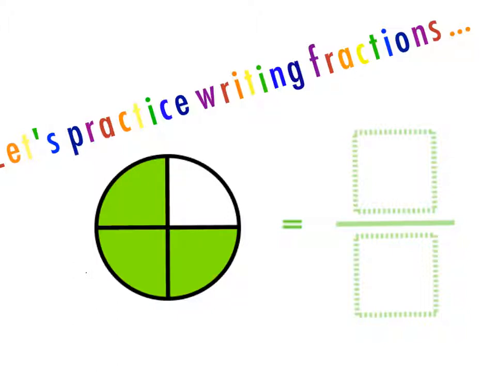Let's practice. How would we write the fraction of the shaded parts? Remember, the denominator, the bottom number, is how many parts the whole is divided into. So, let's count. 1, 2, 3, 4. Next, the numerator, the top number, is how many parts that are shaded in. So let's count. 1, 2, 3. So, as we can see, 3 out of 4 of the parts are shaded in. Therefore, the fraction is 3 over 4.